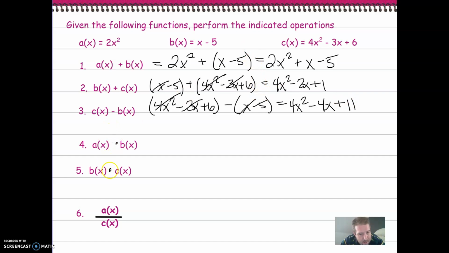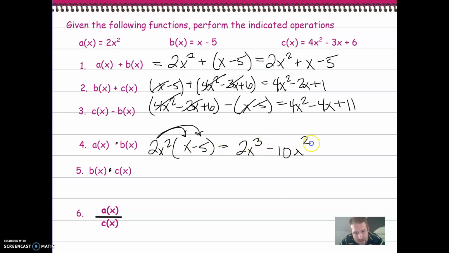So now we're going to be multiplying. So a of x times b of x. So a of x is 2x squared, and we're going to multiply that by b of x, which is x minus 5. So we're going to use the distributive method. 2x squared times x is 2x to the third, and then 2x squared times negative 5 is negative 10x squared. And then you can't combine these because they are different terms.